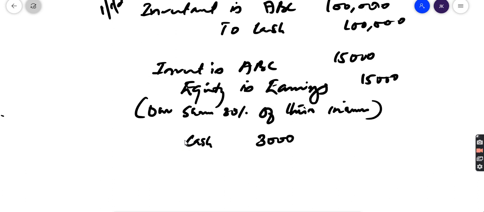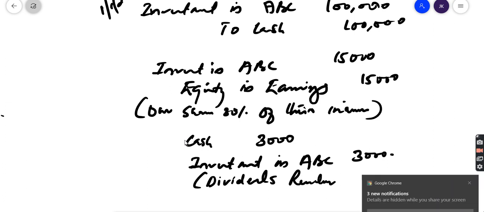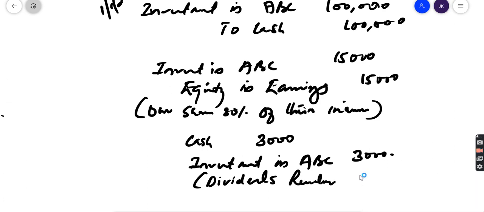But what do we credit? We would have to credit investment in ABC. Why are we crediting the investment? Basically now the company is worth less, right? So dividends reduce investments. Dividends are going to reduce your investment.